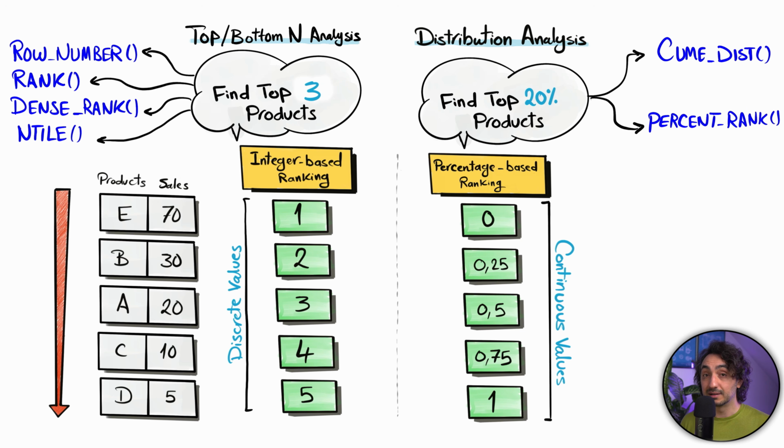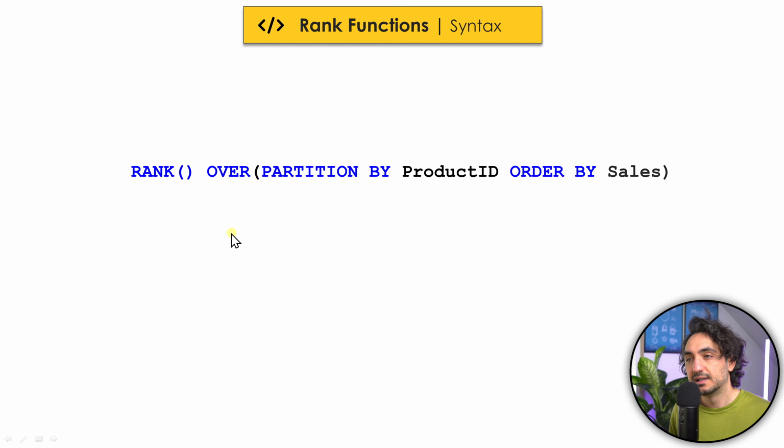Next, we're gonna go and learn about the syntax of the ranking functions. Most of them follow the same rules. So for example, we start always with the function name. So we have here the rank, but as you can see, we don't use any expressions. So they don't allow you to use any argument inside it. It must be empty. So this is the first rule using rank functions.